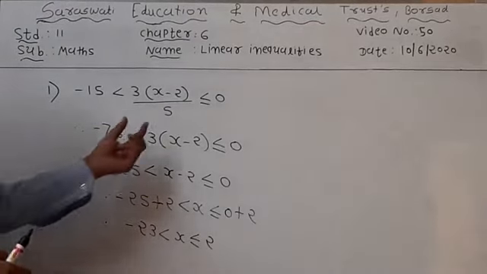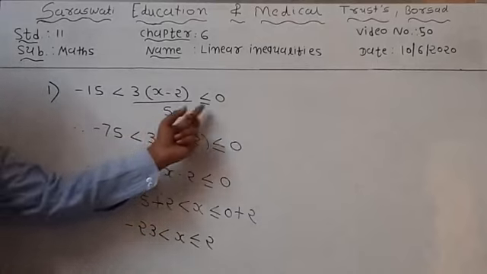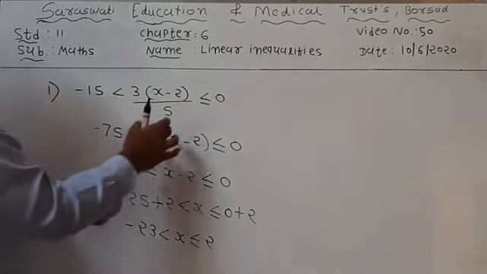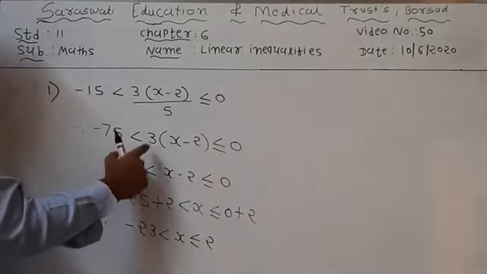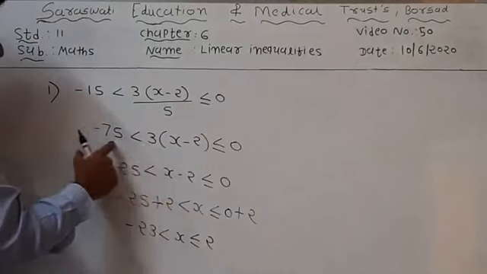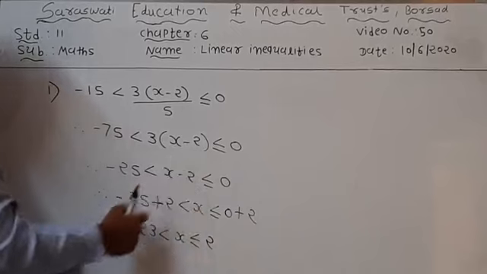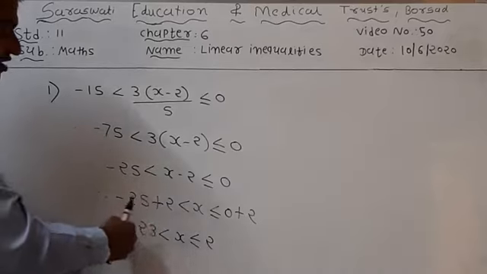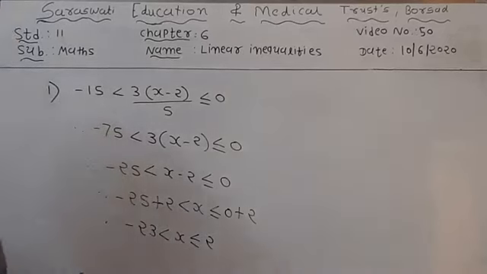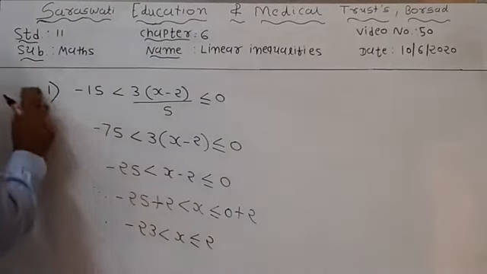Clear? So first of all, remove this denominator term. Multiply both sides by 5, but here 0 is present, so 0 into 5 is 0. Now to remove this 3, divide by 3 on both sides. Now to remove minus 2, add plus 2 on both sides, simplify this term, and here we get the answer. Next question.